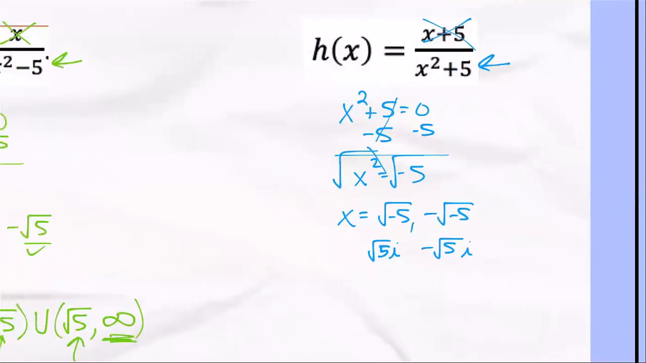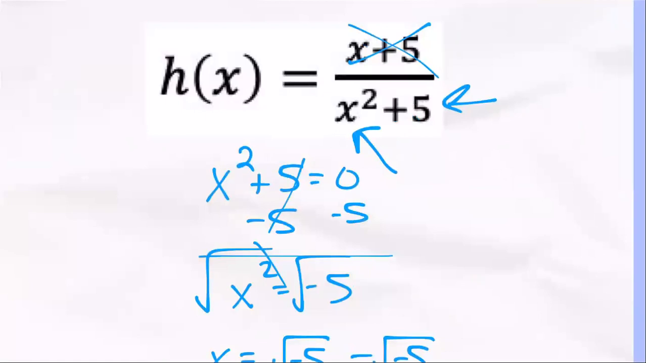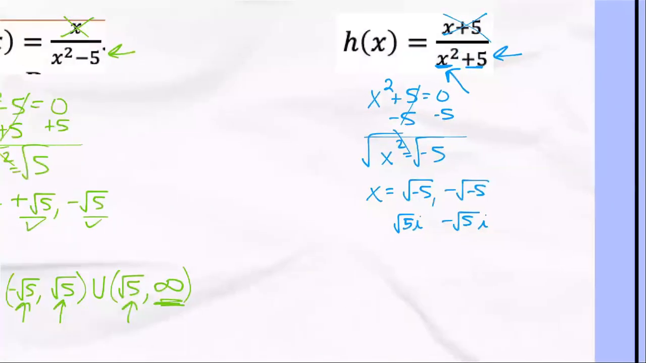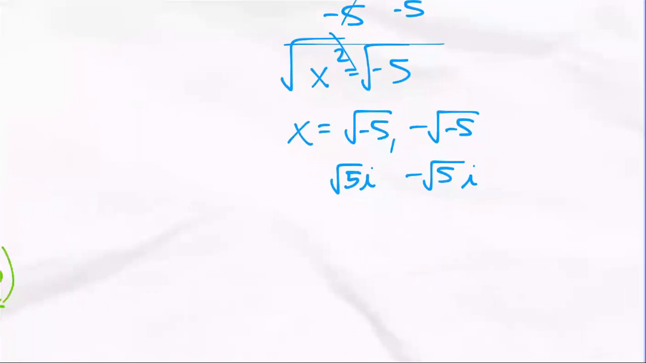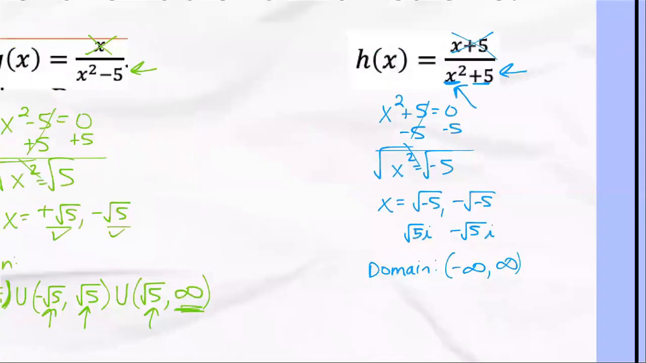That means there is never a number I could ever plug in for x that would end up giving me a 0 on the bottom. And this makes sense because no matter what I square, it will always be positive. And so any positive number plus another positive, that's not going to go to 0. They're not going to cancel out. So that makes sense. These are imaginary. So my domain can be everything because there is no number I can plug in that would give me a 0 on the bottom here. So in this case, the domain is negative infinity all the way to infinity.